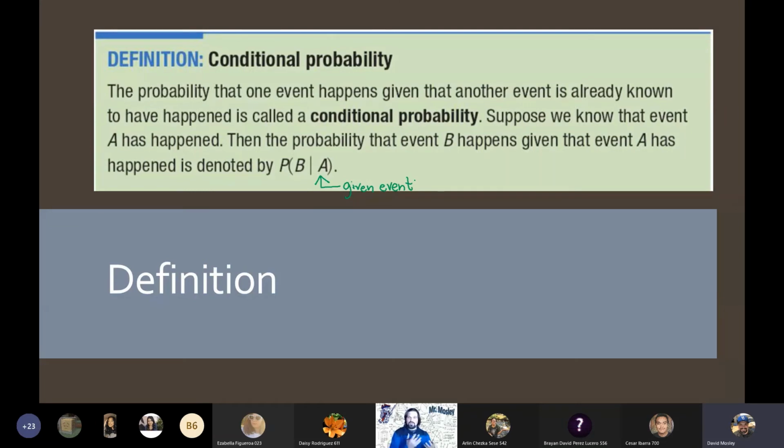The order in which you write this matters. The probability of B given A is not the same as the probability of A given B. We saw that on the example we just did. We got two different answers. Okay, so the order matters.